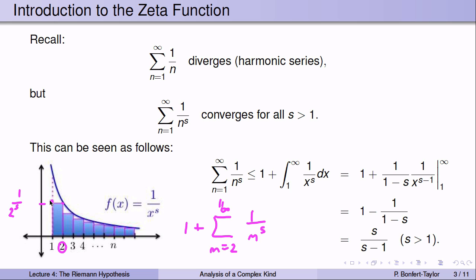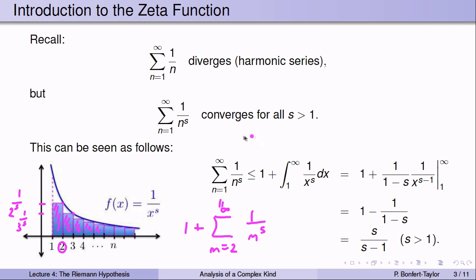The width of this rectangle that I drew right here is 1, and so the area of this first rectangle is 1 over 2 to the s, the first term of the series. The next term is 1 over 3 to the s, which can be found right here. That's this height, 1 over 3 to the s. And so the area of this next rectangle is 1 over 3 to the s. Similarly, the area of the next rectangle is 1 over 4 to the s, 1 over 5 to the s, 1 over 6 to the s, and so forth.